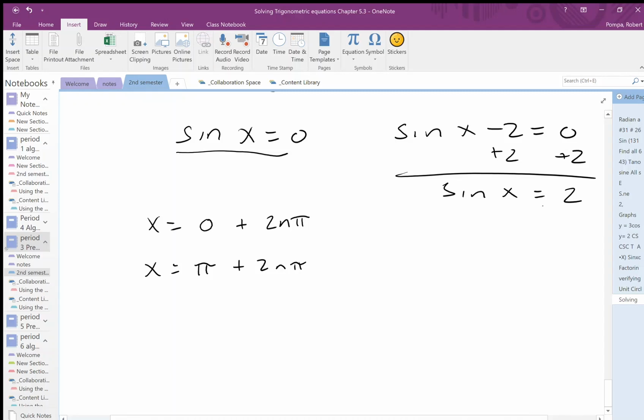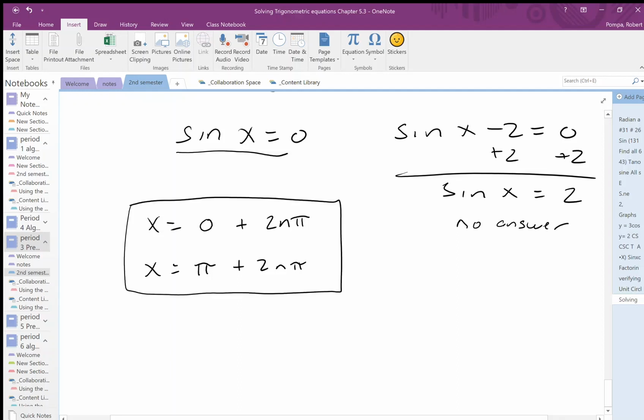Where does sine of x equals 2? And again, if you look very carefully at the unit circle, you won't find sine of x equals 2. So this is our only answer. Now, it gets a little complicated, but for now I'll leave it like that. But the answer in the back of the book should just be n pi. Okay?